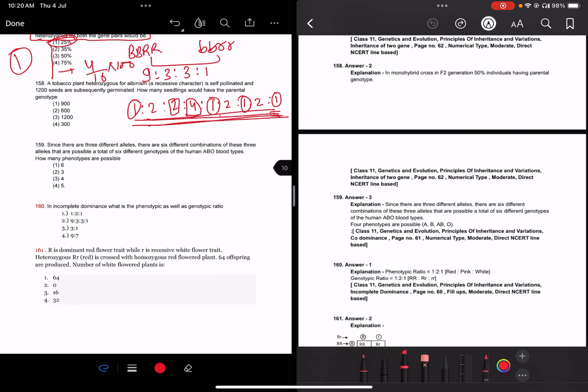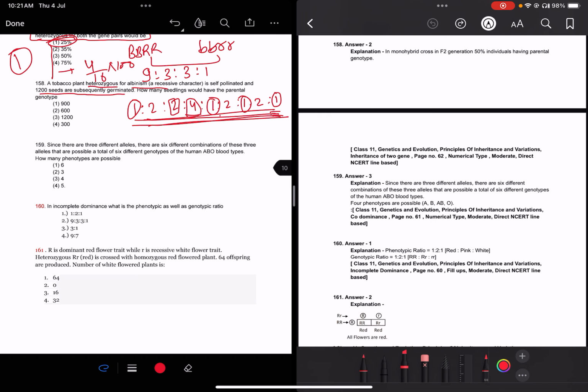Now move on to question 158. A tobacco plant heterozygous for albinism is self-pollinated and 1200 seeds are subsequently germinated. How many seedlings would have the parental genotype? Here the plant is heterozygous, so it is a monohybrid cross. The monohybrid cross ratio is 3:1 in phenotype and 1:2:1 in genotype.